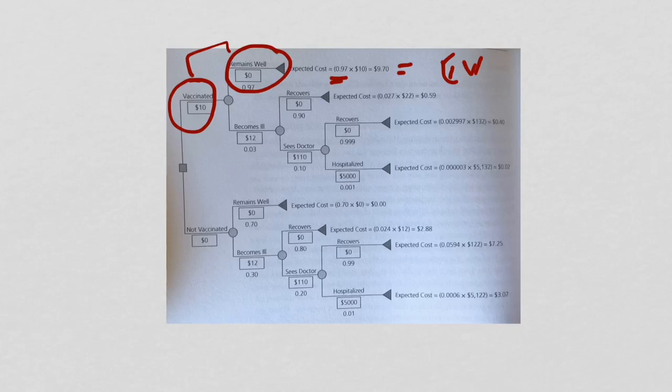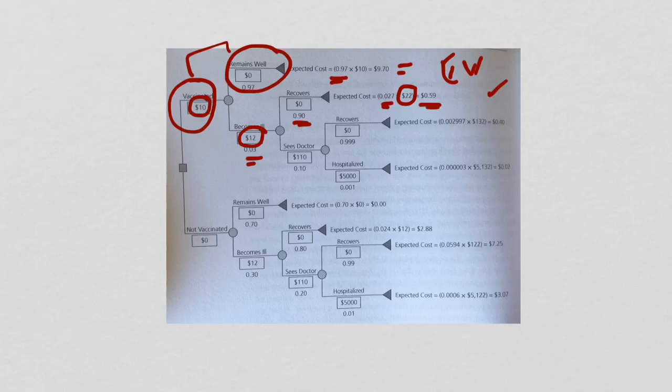Now let's do the same for the second one. The expected value is equal to the product of 0.9 and 0.03, which is equal to 0.027. And 0.027 times the sum of $12 plus $10, which is $22, gives us a specific expected value of $0.59, or 59 cents. And so forth. We will do the same for the rest of the tree.